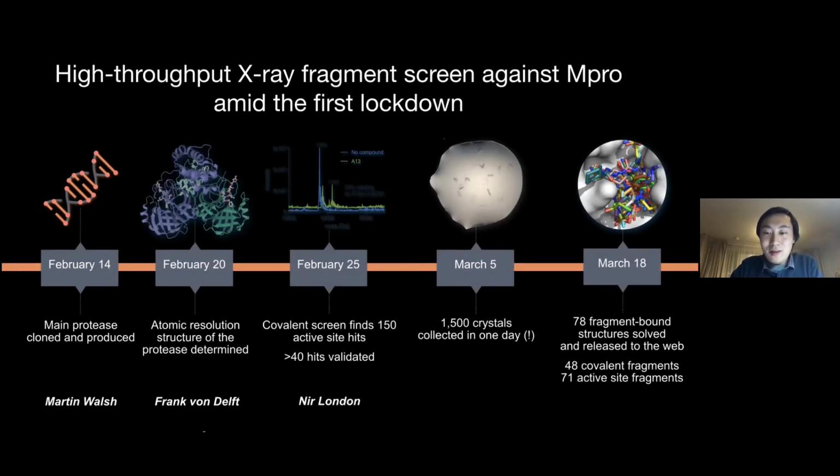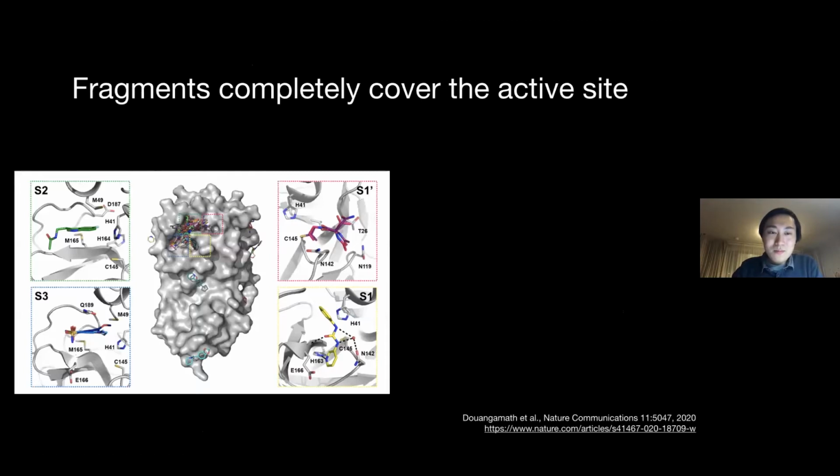And then on March 5th, on a single day, they collected 1,500 co-crystals. And on March 18th, they released the crystal structures on PDB and on the Diamond website. So all in all, in just over a month, they went from cloning the protein to doing a fragment screen. And the fragments completely cover the active site, which is beautiful.